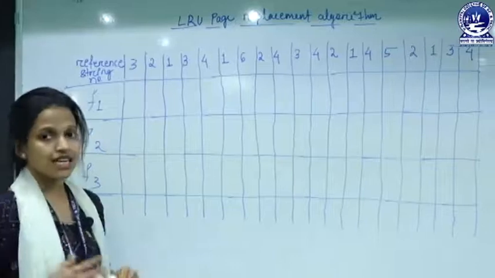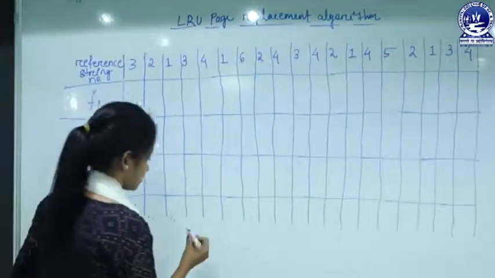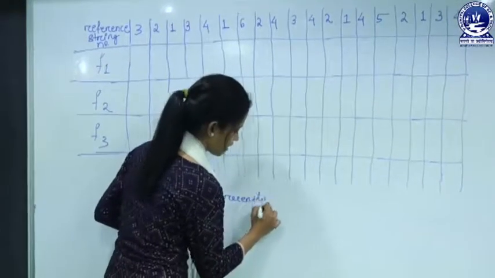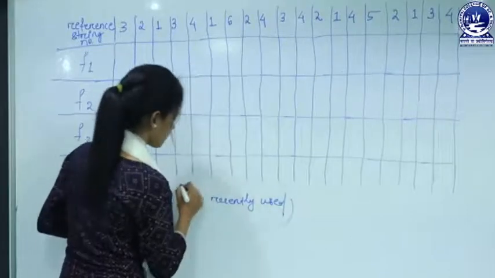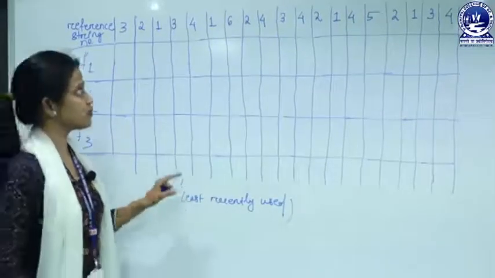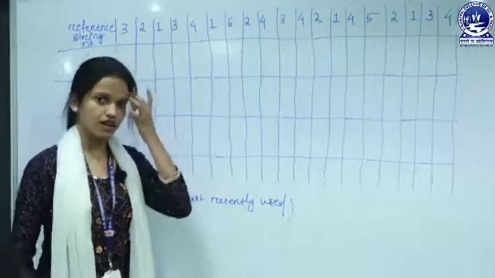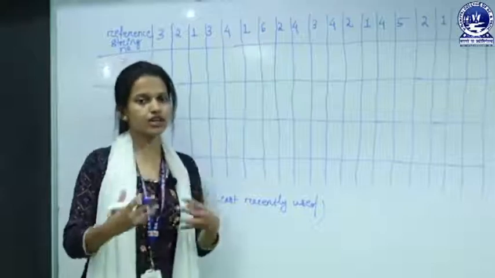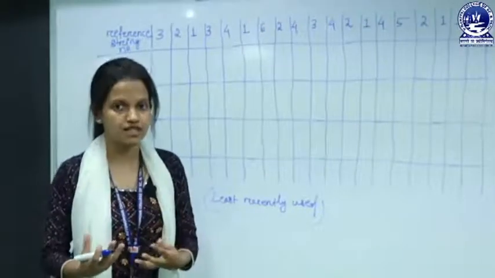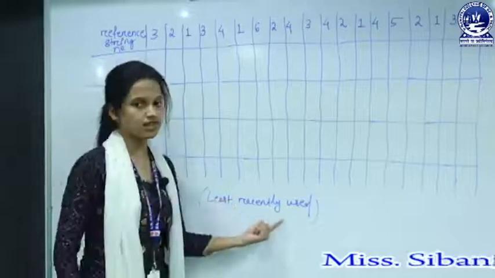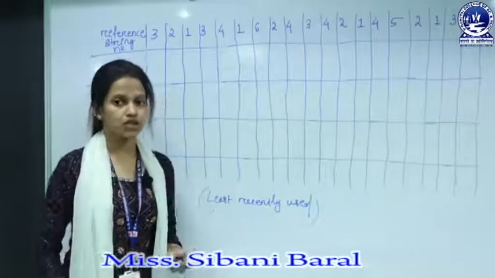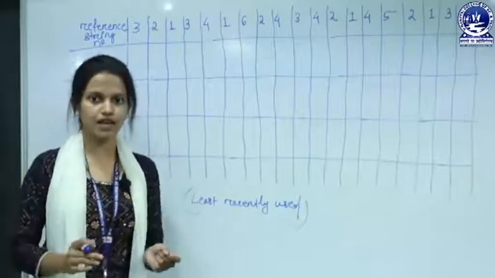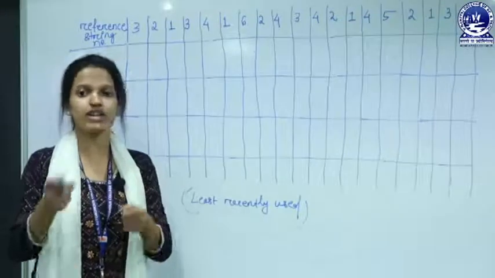LRU means least recently used. The idea behind the LRU page replacement algorithm is that the page which is going to be replaced is the least recently used page, or you can say the page which has not been used for the longest amount of time. That page is going to be replaced by a new page.